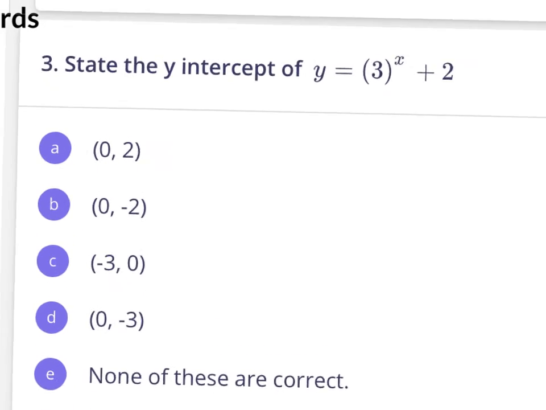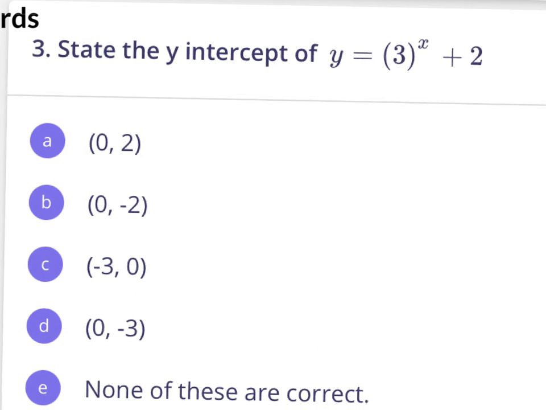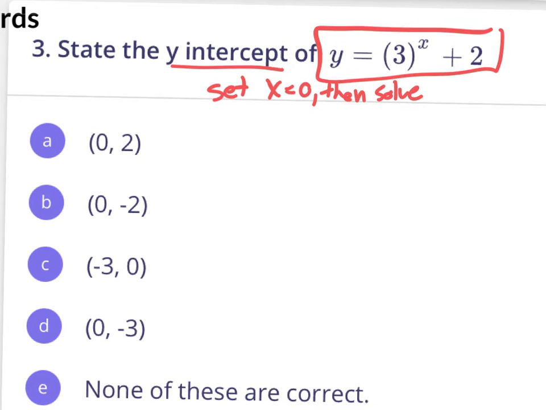Number 3, state the y-intercept. Oh, I remember how to find the y-intercept. How do you find the y-intercept? You set x equal to 0, then solve. Okay, so let's look at the entire exponential growth function. How do I know it's growth? Because there's a 3 right there. It's bigger than 1. And let me find the y-intercept by setting x equal to 0 and solving.